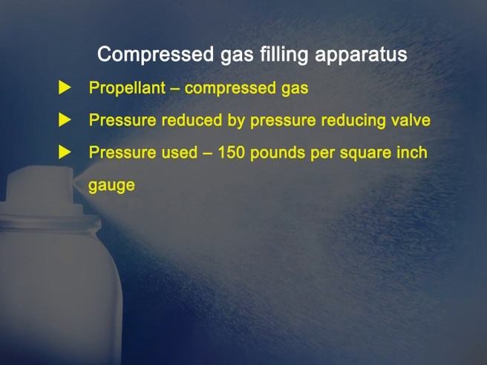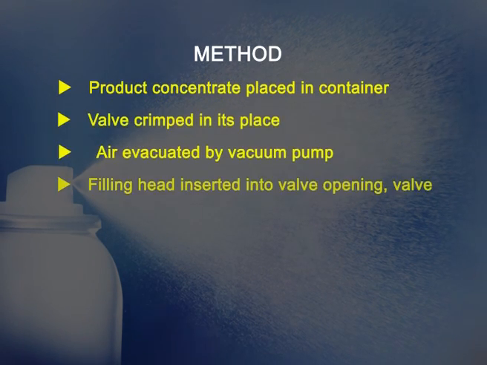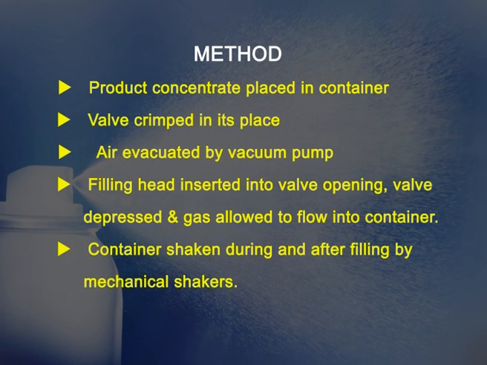The third method that is used for filling of this preparation is the compressed gas filling apparatus. In this method, the propellant used is compressed gas, pressure is reduced by a pressure reducing valve, and the pressure used is usually 150 pounds per square inch gauge. The method is: product concentrate is placed in the container, the valve is clamped in its place and the air is evacuated by a vacuum pump, the filling head is inserted into the valve opening, the valve is depressed and gas is allowed to flow into the container. The container is sometimes shaken during and after filling by mechanical shakers.